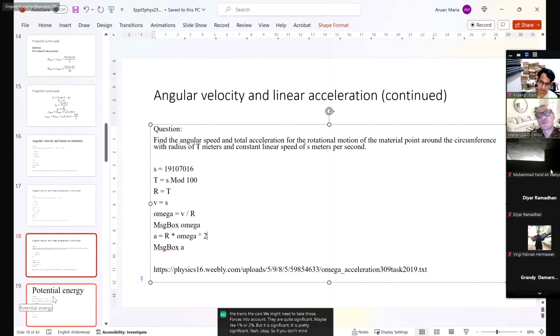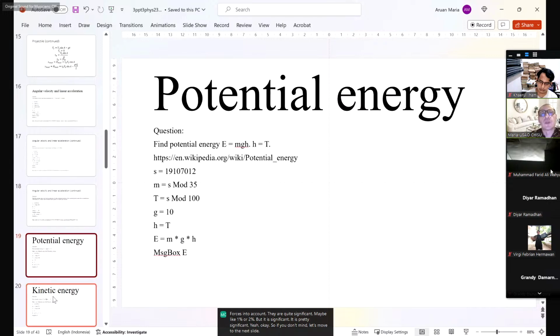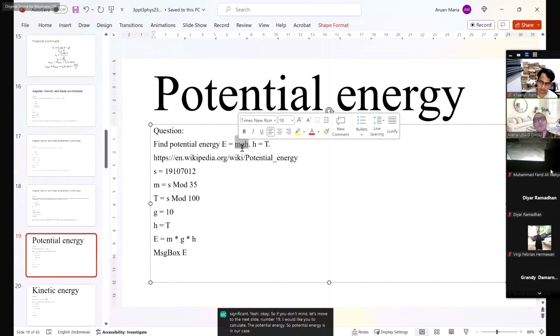If you don't mind, let's move to the next slide, number 19. I would like you to calculate the potential energy. Potential energy is, in our case, mgh. Here m is your mass, g is the gravity acceleration, which is approximately 10 meters per second squared on Earth, and h is the height above the ground. Now I am in the hotel on the 15th floor, so that means about 45 meters above the ground.